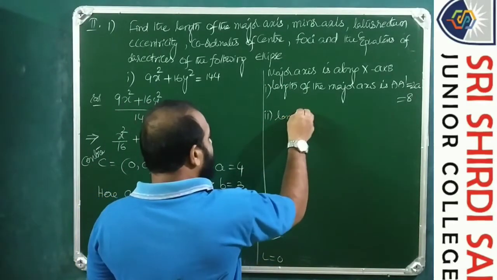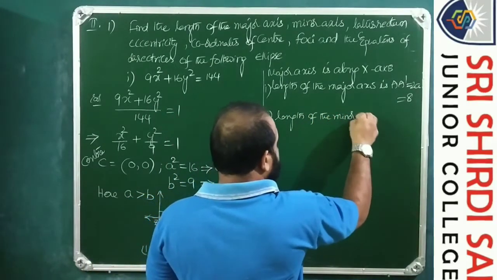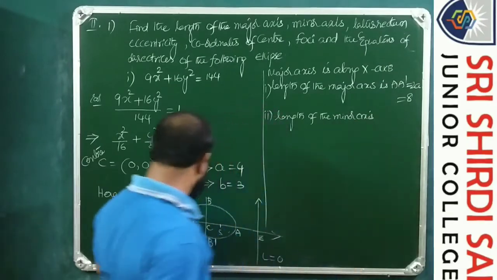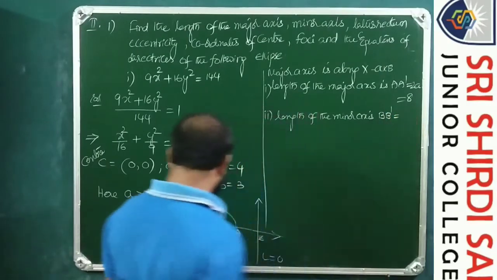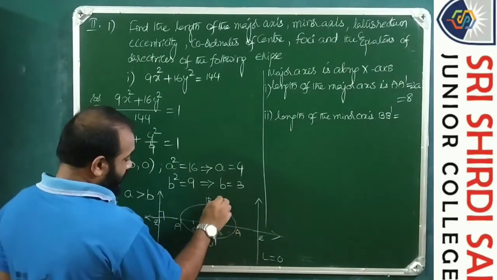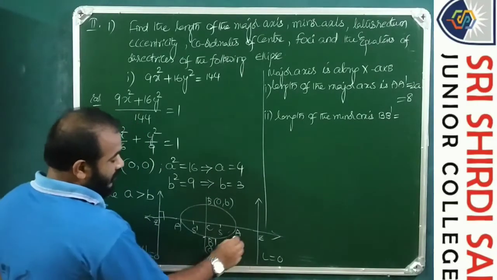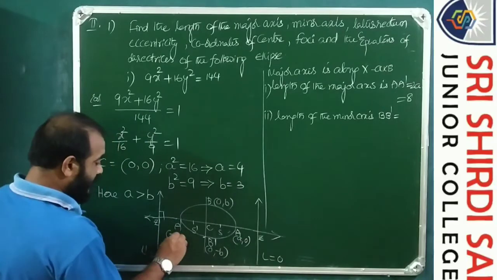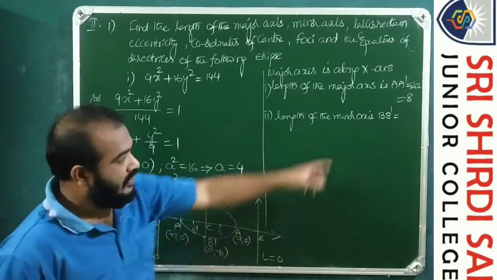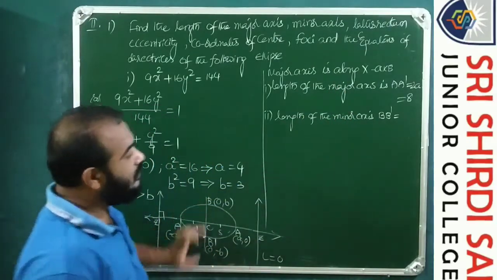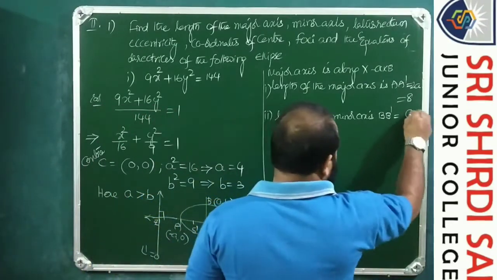Length of the minor axis is BB dash. This is 0 comma b and this is 0 comma minus b. Earlier this is a comma 0, this is minus a comma 0, so totally 2a earlier. Now BB dash is 2b. So 2b is 2 into 3, 6.